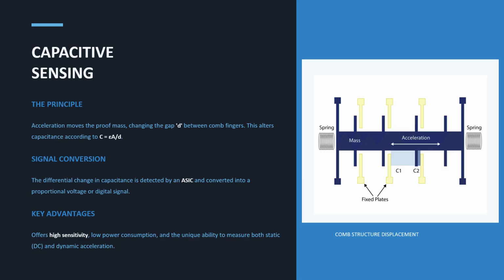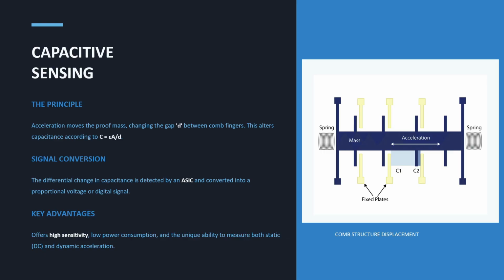Since capacitance is given by the equation C = εA/d, where d is the distance between plates, any change in this distance causes a change in capacitance. The accelerometer electronics detect this change and convert it into a voltage or digital signal proportional to the acceleration. Capacitive accelerometers are popular because they provide high sensitivity and low power consumption.